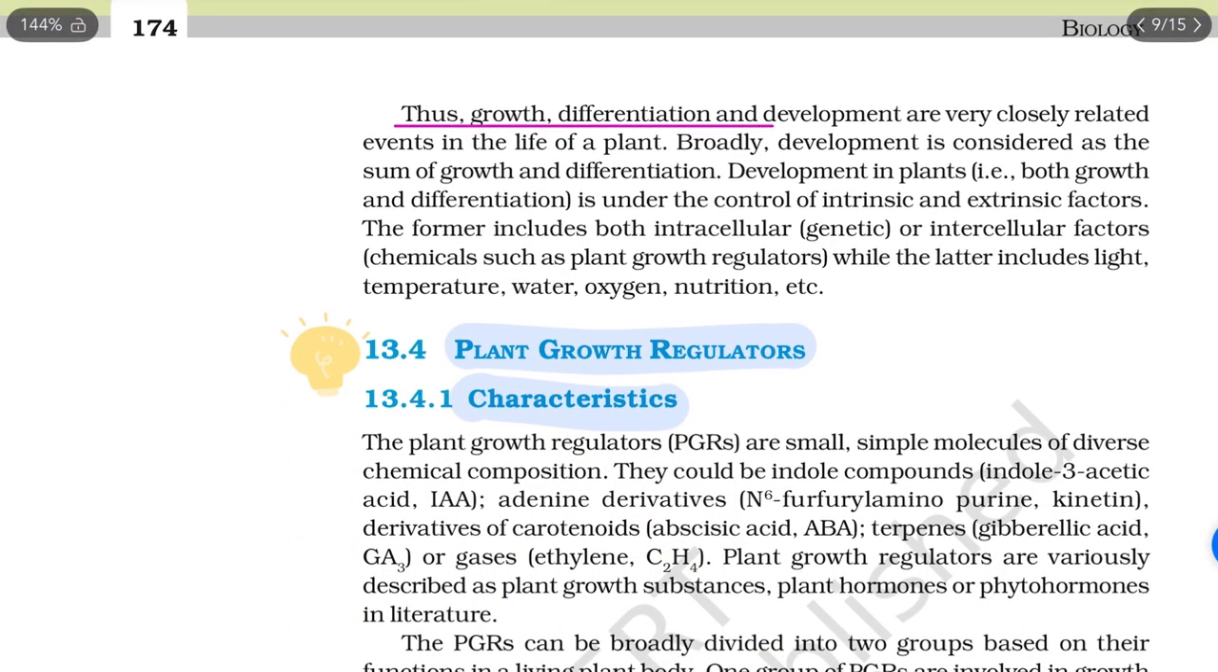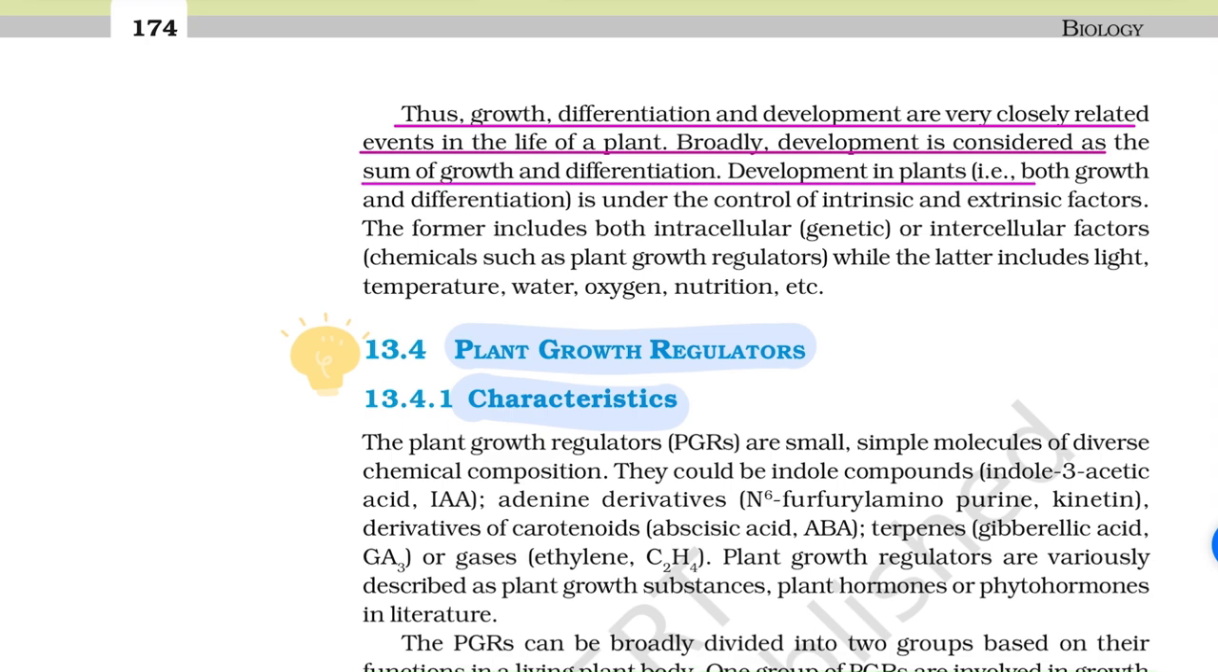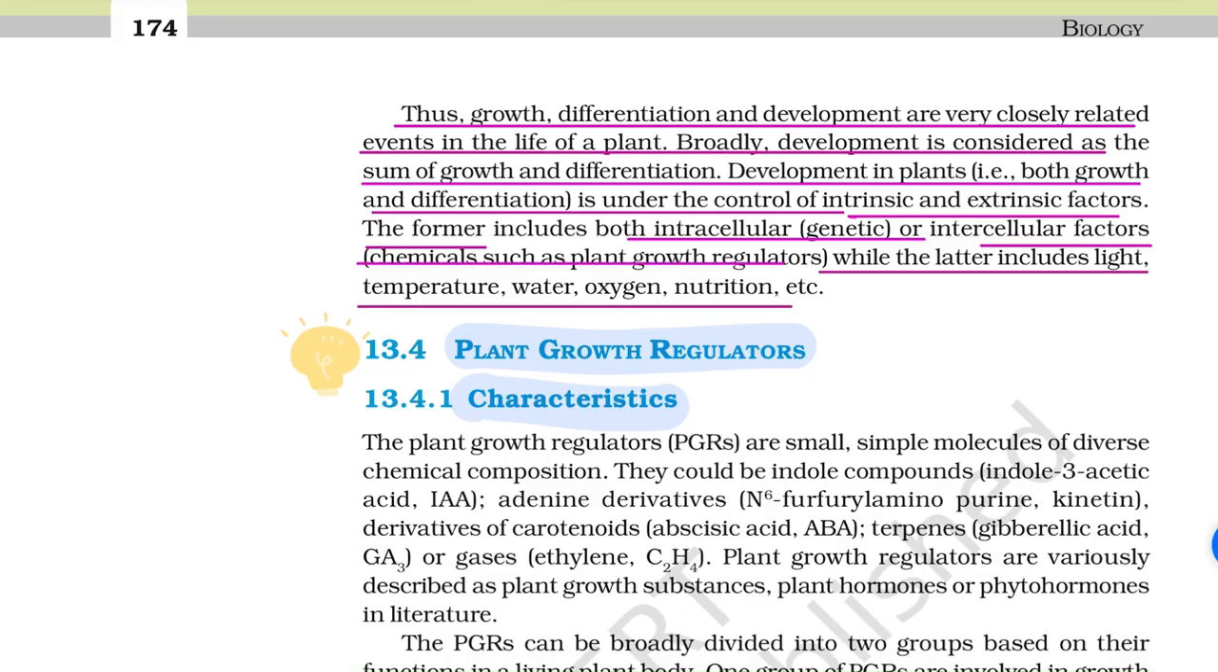Thus, growth, differentiation, and development are very closely related events in the life of a plant. Broadly, development is considered as the sum of growth and differentiation. Development in plants is under the control of intrinsic and extrinsic factors. The former include both intracellular, genetic, or intercellular factors, chemicals such as plant growth regulators, while the latter include light, temperature, water, oxygen, nutrition, etc.